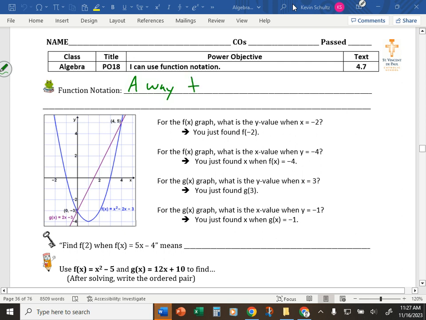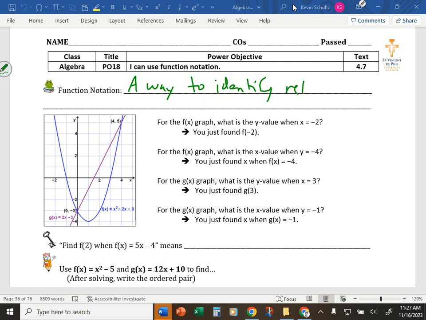It is a way to identify relations as functions, as well as identify, or label, I should put the word label, graphs on the coordinate plane, okay?